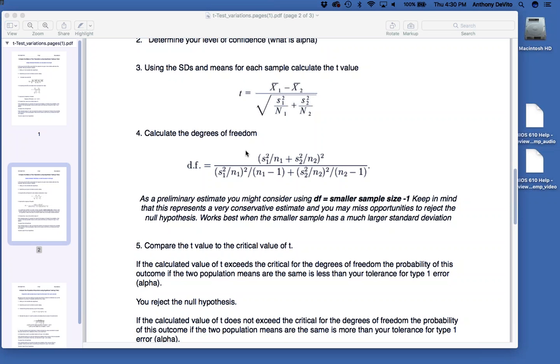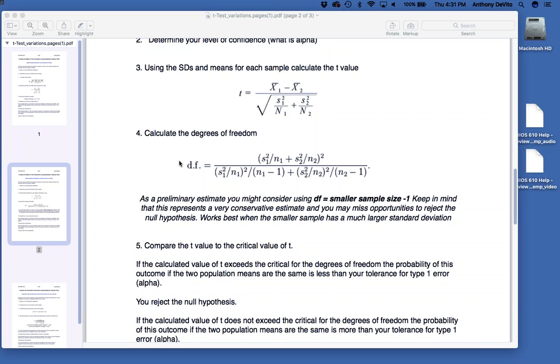I've seen in some books it might say the smaller sample size, minus 1 or minus 2, but I think you're okay with just the sample size of the smallest group. So then you can just use that to look up on your t-table what your critical value of t is for that number of degrees of freedom, and you can compare the two.